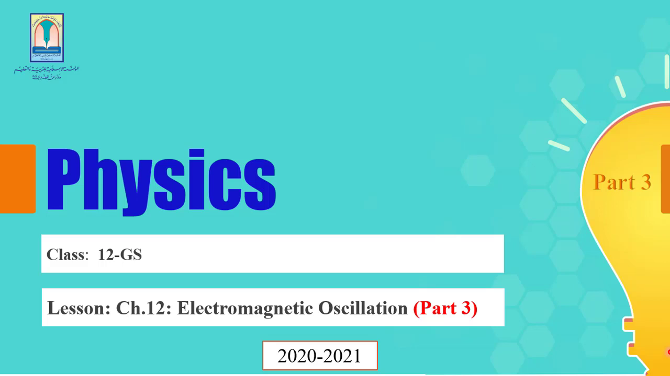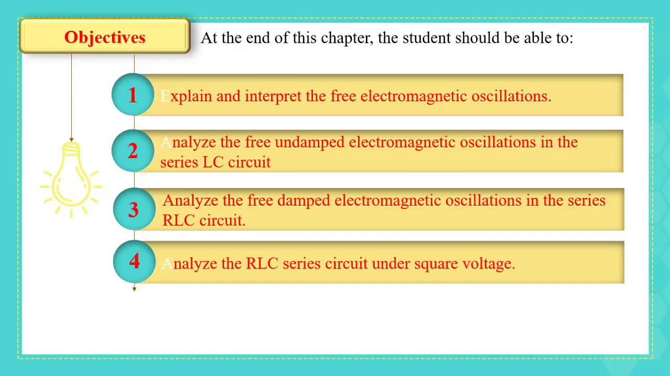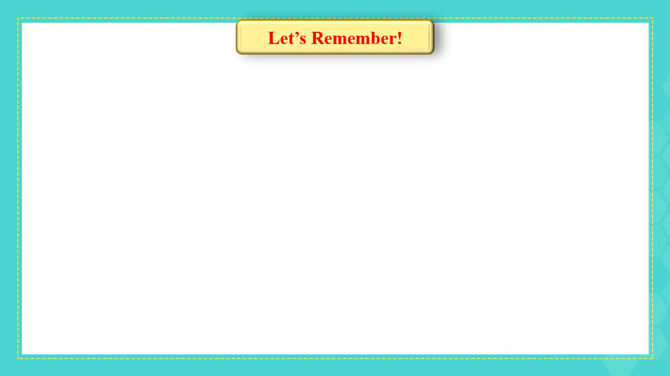This is the third part of Chapter 12, Electromagnetic Oscillations. At the end of this chapter, we're going to analyze the free-damped electromagnetic oscillations in the series RLC circuit. Before we start, let's remember the main ideas that we took in the last video.